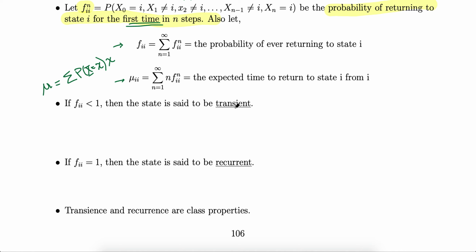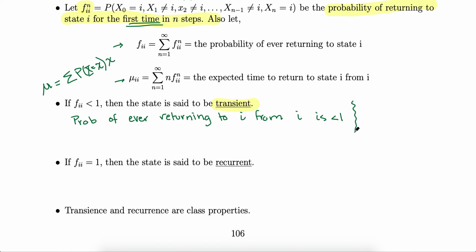Okay. A couple of extensions from this. If F_ii is less than 1, then that state I is said to be transient. So let's think about that in plain English. F_ii less than 1 means the probability of ever returning to state I is less than 1. So let me put that in English here: probability of ever returning to I from I is less than 1.